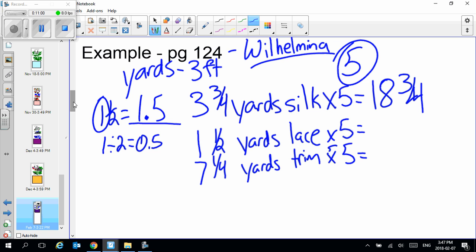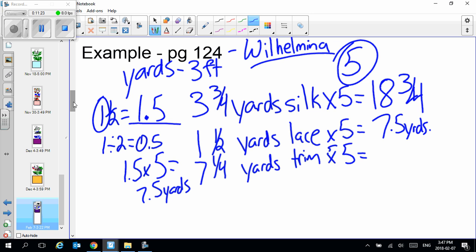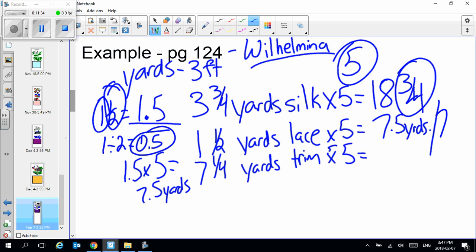Now I take that number, 1.5 times 5. That gives me an answer of, I believe, 7.5 yards. So I'm going to head over here now, and I'm going to put 7.5 yards. Since this one is in decimal form, I can convert this back to a fraction. I know that 0.5 is going to be the 1/2 fraction. So I can turn this into 7 1/2 yards.